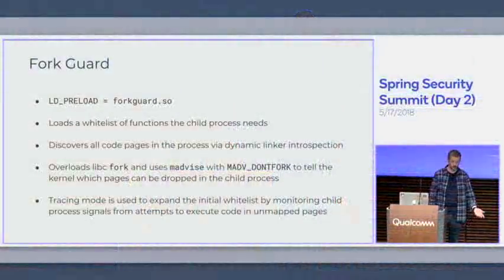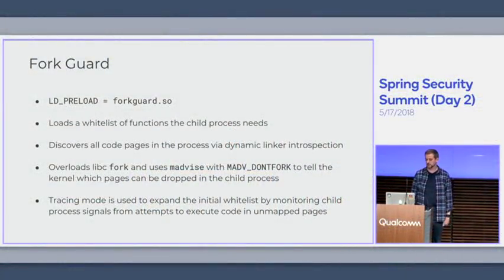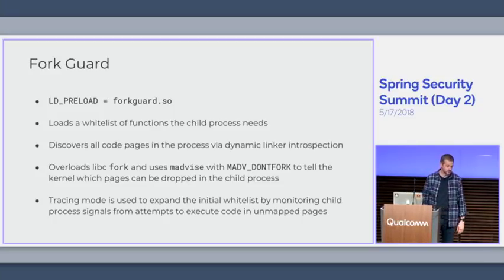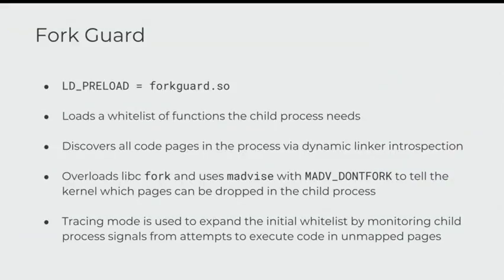It's basically just a shared object that you load into your closed source process. You don't need source code to do this. You can be working on a closed source binary or something open source you compiled. You would load it with LD_PRELOAD, which tells the linker to load it before any of the other libraries. What it does is load a whitelist of functions it knows the child process needs, and then through dynamic linker introspection, discover all the other code pages that the child process will need. The way it does that is it overloads libc's fork call, and it uses madvise.